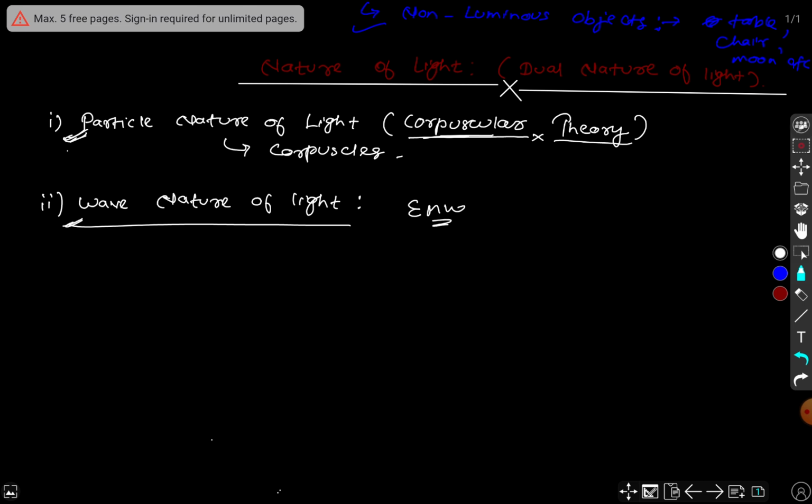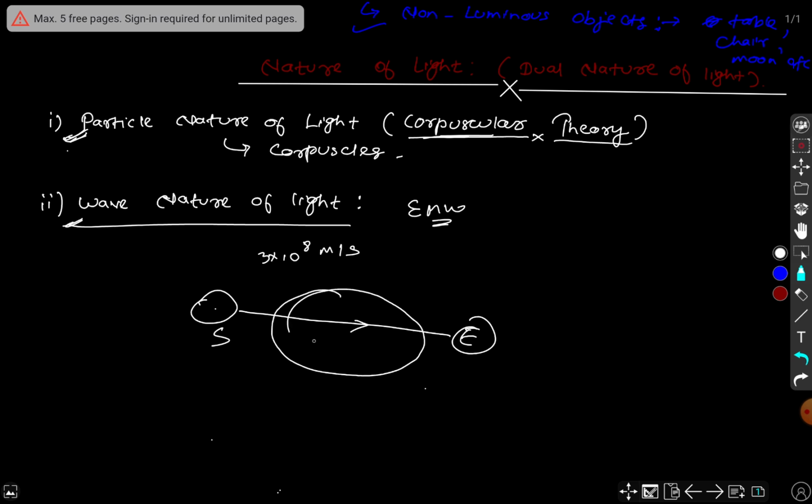He said that light is made up of electromagnetic waves, the speed of electromagnetic waves being 3 into 10 to the power 8 meter per second, and the electromagnetic waves or the light waves do not require any material medium to propagate. Example, if there is a sun and there is earth, then light travels from sun to earth, and it covers a very large distance in the middle part of the sun and earth, where there is no atmosphere. In fact, that is completely vacuum out there. So he said that light is an electromagnetic wave and it does not require any material medium to propagate.